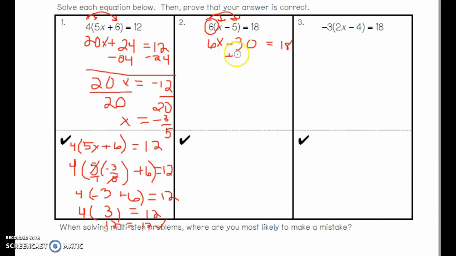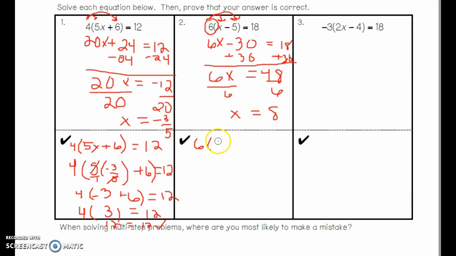Okay. Now I can worry about addition and subtraction. So I'm going to add 30 to both sides. That's an addition sign, by the way. Terrible. Okay, so I have 6x equals 48. Oh, a nice number this time. So I'm going to divide both sides by 6. And 6 divides 48 8 times. Excellent. Let's do our check.